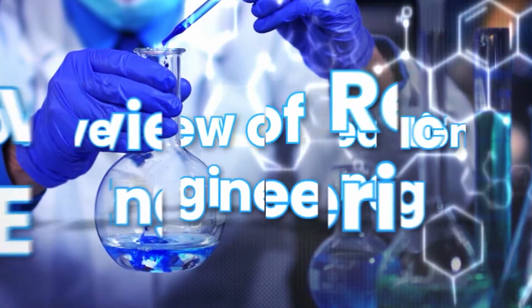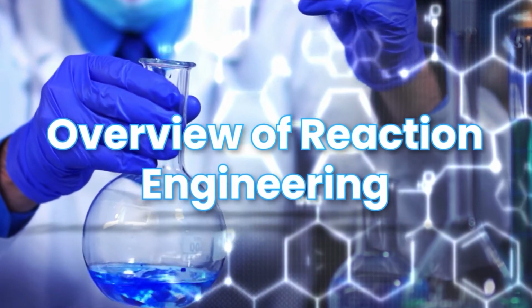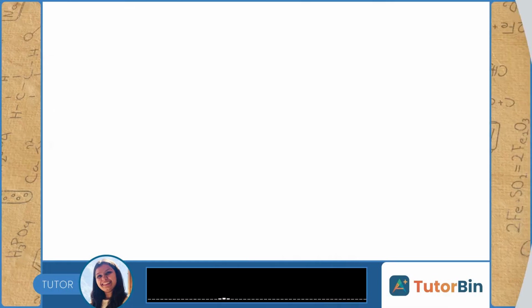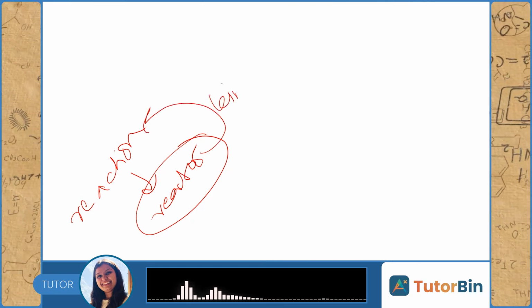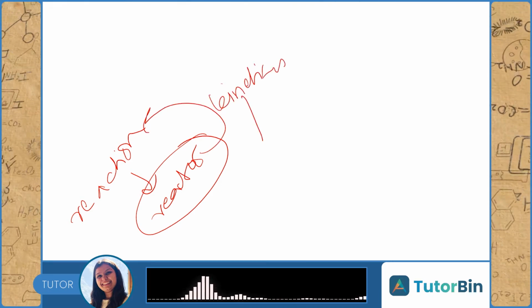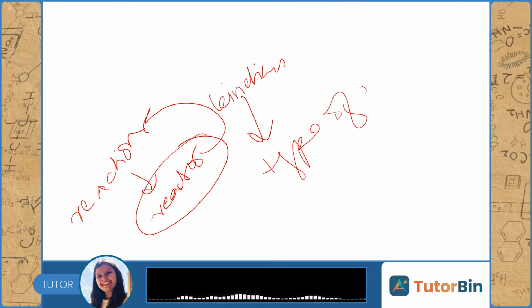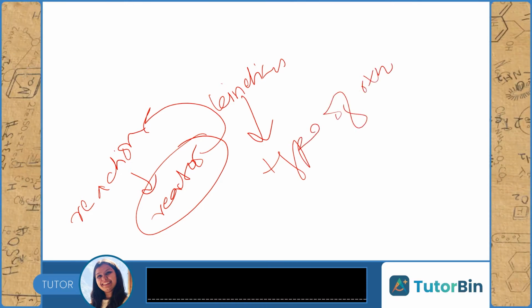Hi, in this lecture series, we'll be discussing chemical reaction engineering. Chemical reaction engineering deals with reactions and the design of reactors for those reactions. To design a reactor, we need to know the kinetics of the reaction. Now, the kinetics of the reaction depends on the type of reaction.